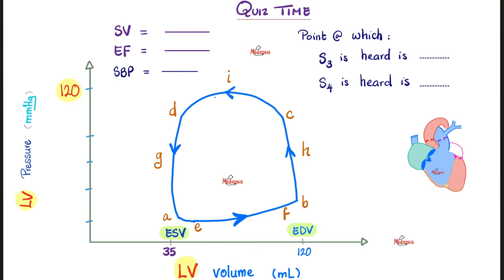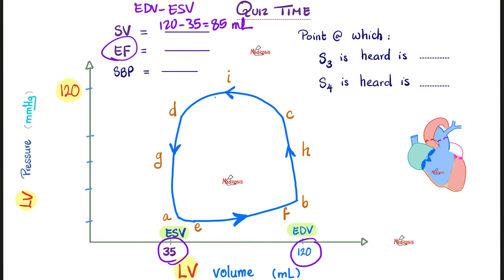Let's answer these together. Stroke volume is what? End-diastolic volume minus end-systolic volume. Here's the end-diastolic, here's the end-systolic. So it's 120 minus 35 equals 85. 85 what? Milliliters.